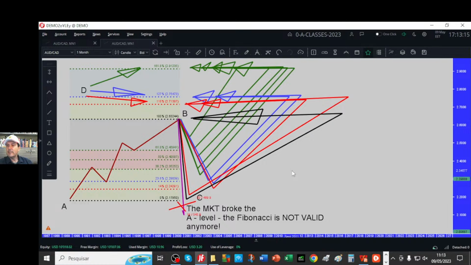If you want, you can learn the numbers, but you don't need to. If you want, just remember, green goes to green, blue goes to blue, red goes to red. If the market takes the A out for 1 pip, it's not valid anymore. Okay? They are all the same target. Done. Alright, everybody.